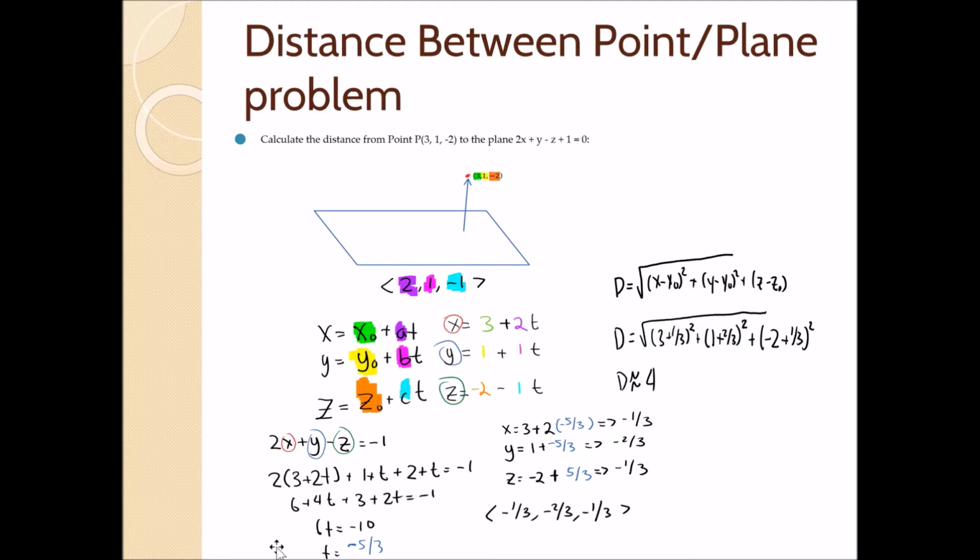So we have 2 times the substitution for x, which is 3 + 2t, plus 1 + t, plus 2 + t, equals -1. And through some algebra, we find that t equals -5/3. So from here, we plug -5/3 into the parametric equation of our line to get (-1/3, -2/3, -1/3) as a point. And from here, we can find the distance between this point that we found and this point by doing the distance formula. So we have the distance equaling about 4.